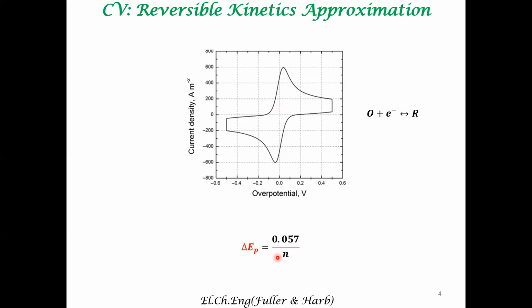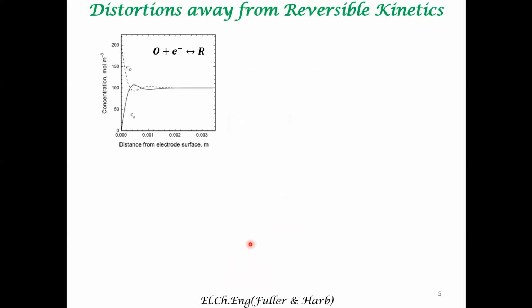So if the delta EP is close to this value, then you can say your system is more or less reversible. The further away you are from this value, the system is less and less reversible. That is the utility of this relationship. So you can also understand certain other aspects when you change certain parameters.